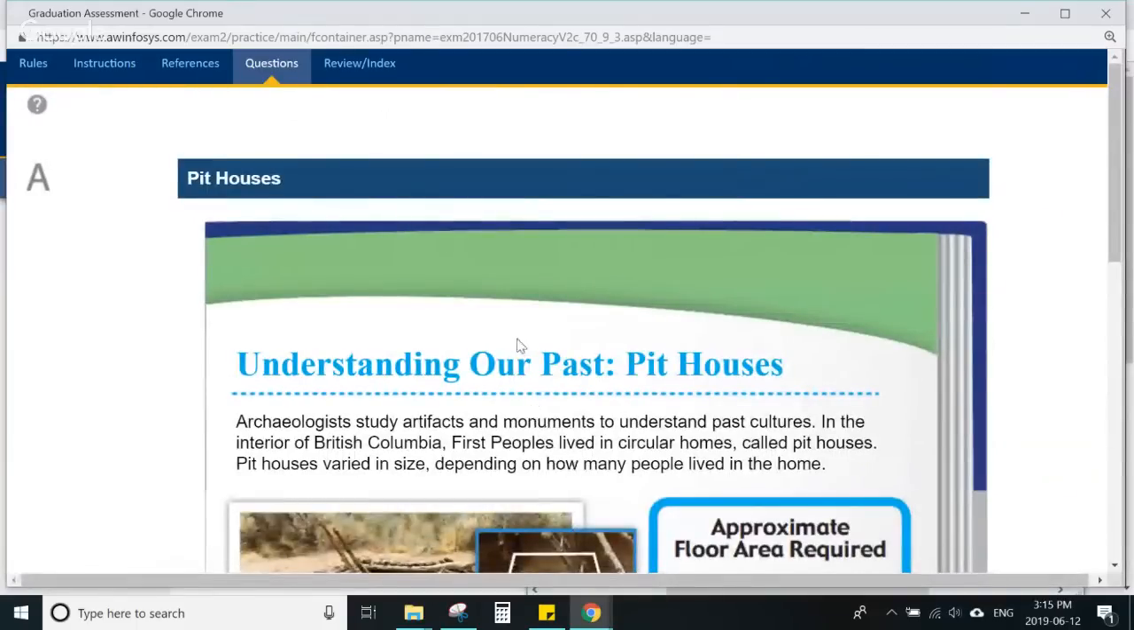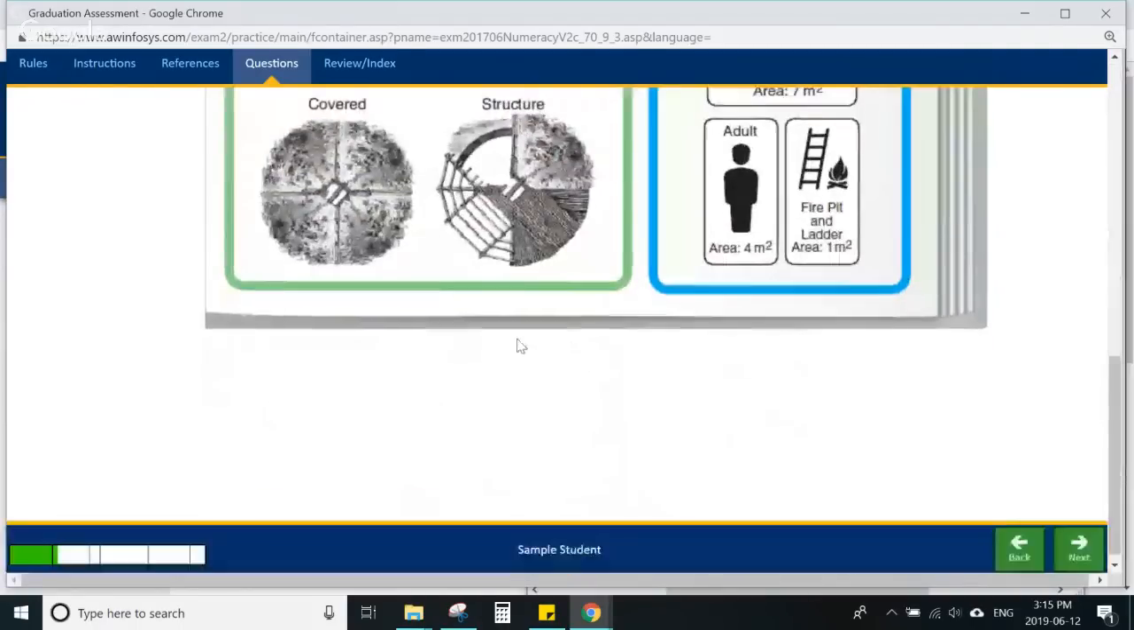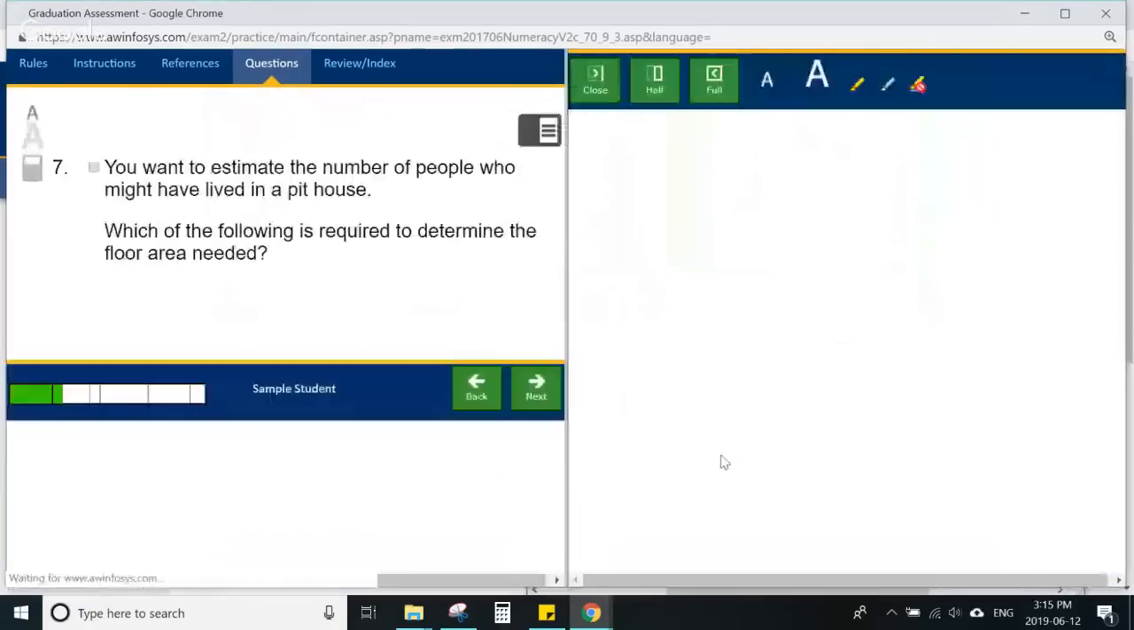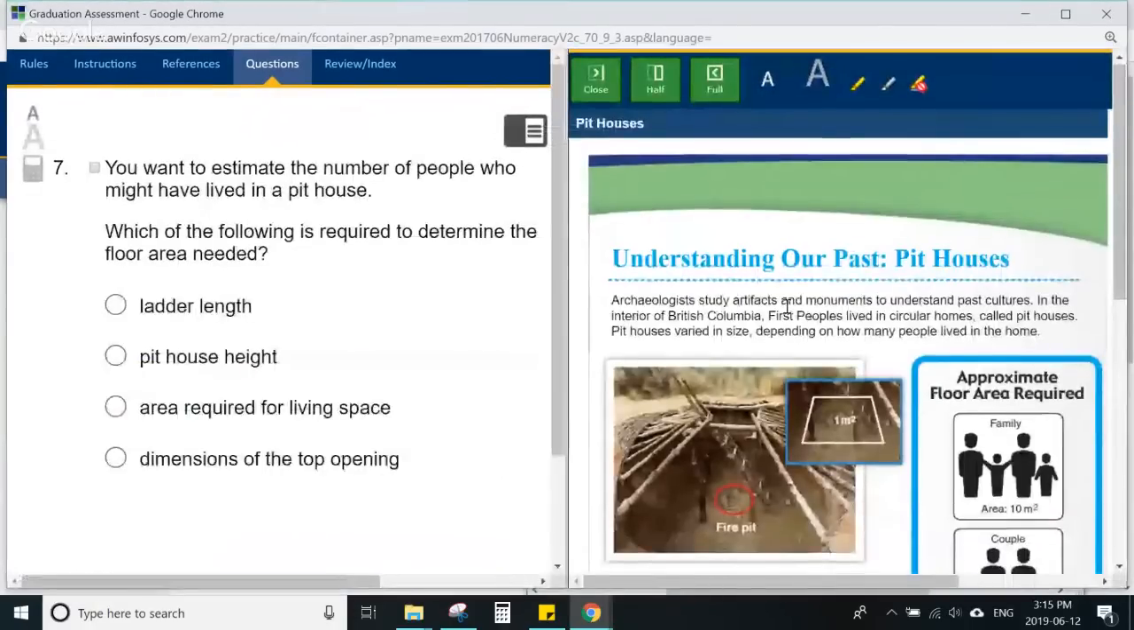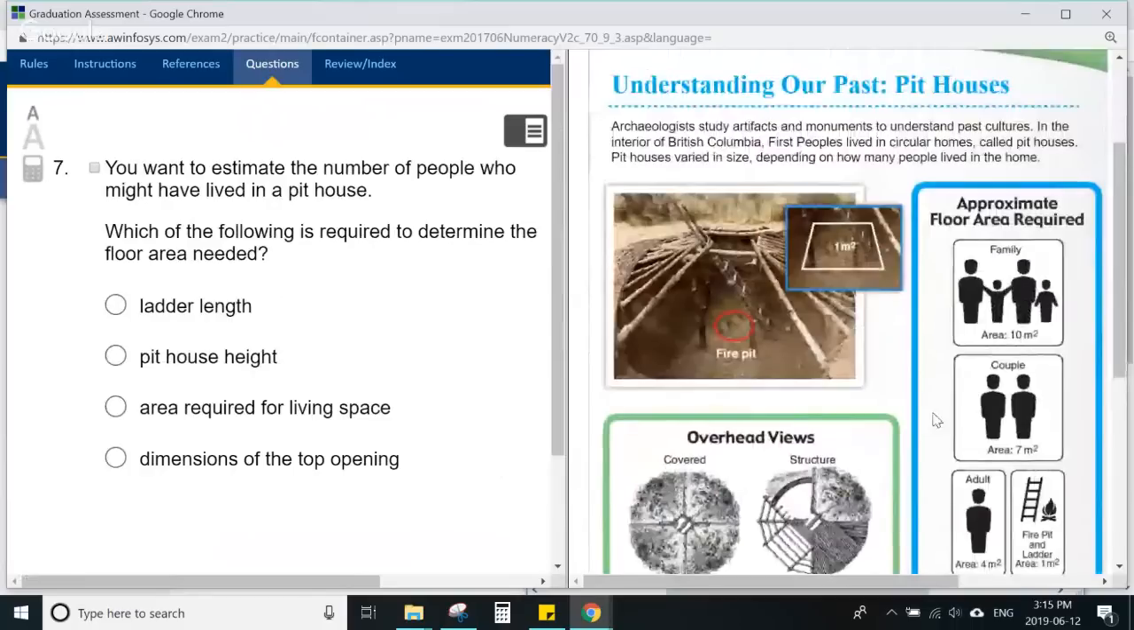Okay, so that was the end of the first 6 questions, and we're going to go on to our next section on pit houses. Again, we have an article. We see it's got an overview of the problem here. We're looking at pit houses of the past. You'll notice that each of the numeracy exams also has a First Nations component to it, or First Peoples component. So one of the questions will be related to First Peoples in some way. Going to be guaranteed.